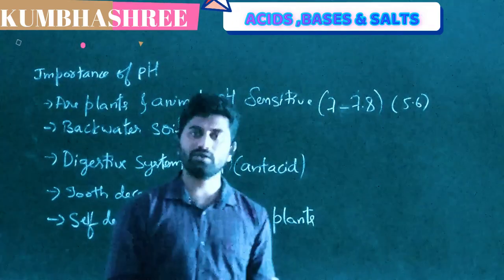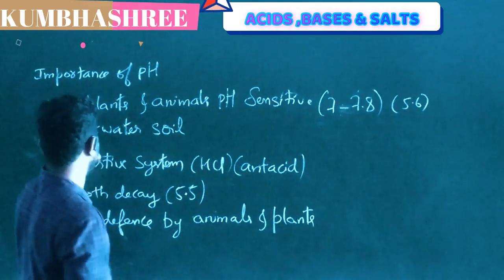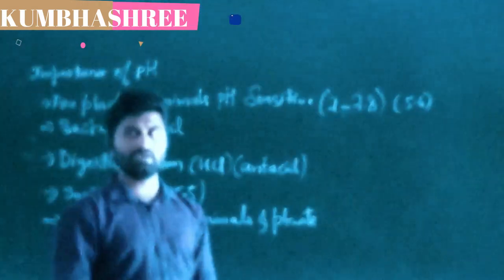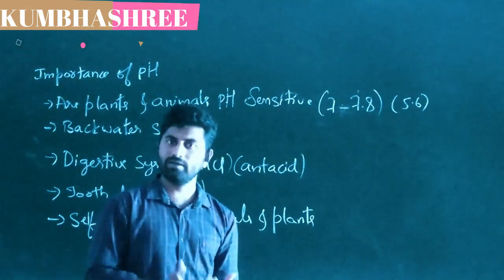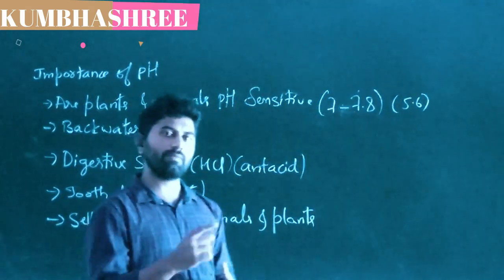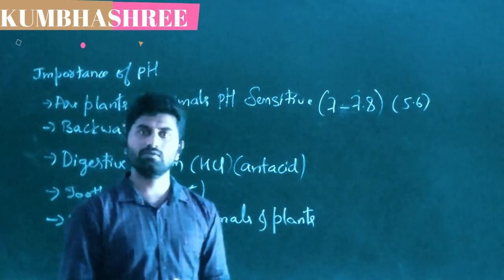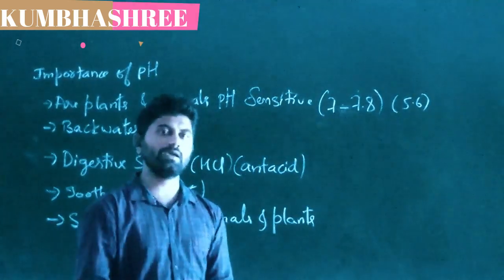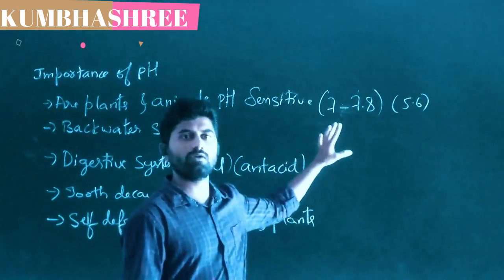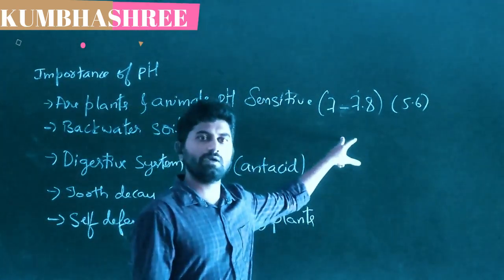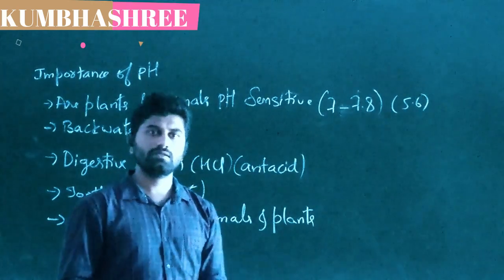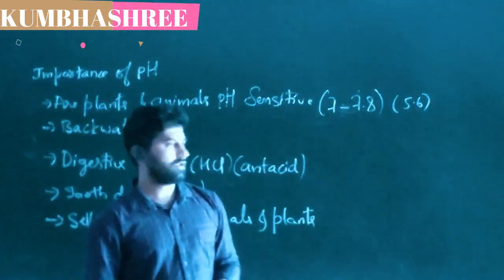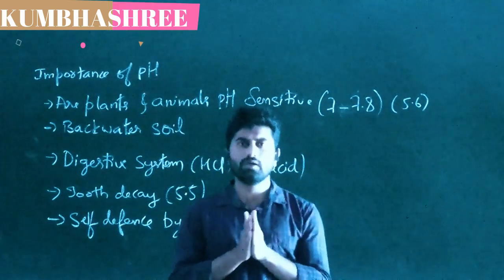Importance of pH in day-to-day life. Are plants and animals pH sensitive? You understood how to determine the pH. The question is whether plants or animals are pH sensitive. Definitely, even plants and animals require a particular pH. For example, the normal human body has a pH of 7 to 7.8. That is the pH required by our body. And for example, I think you may have heard about acid rain.